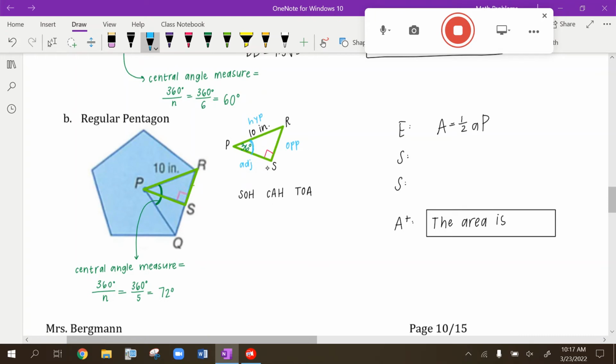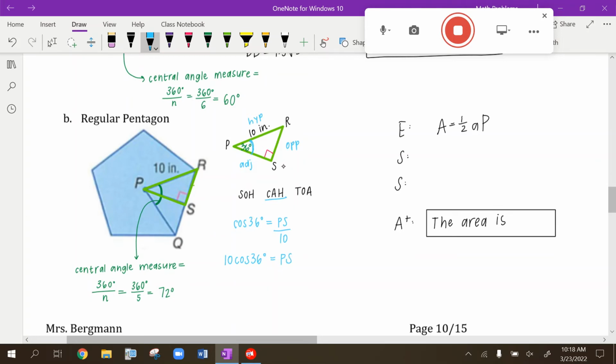Now let's go ahead and find PS first. In order to find PS, I'm looking at the adjacent and I have the hypotenuse. So I'm going to use cosine. So I would do cosine of 36 degrees equals the adjacent, so PS, over the hypotenuse, which is 10. To get PS by itself, I need to multiply both sides by 10, and that gives me PS.